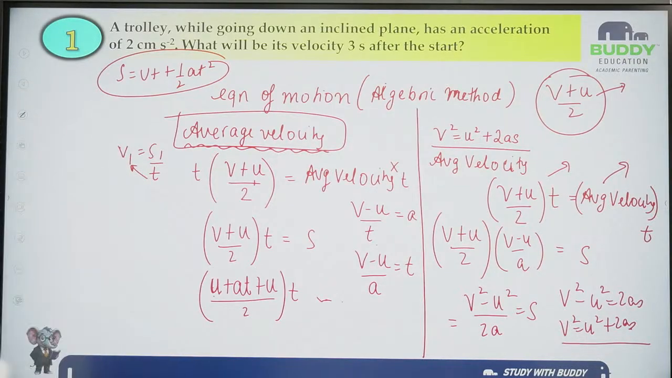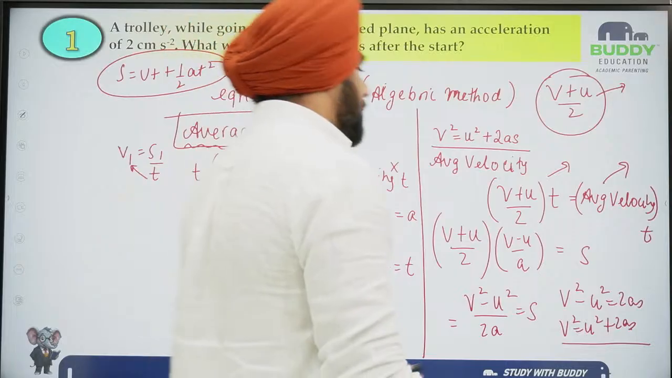So this is how we derive the three equations of motion by the algebraic method. Okay, this is the exact way to derive the equations of motion by the algebraic method.